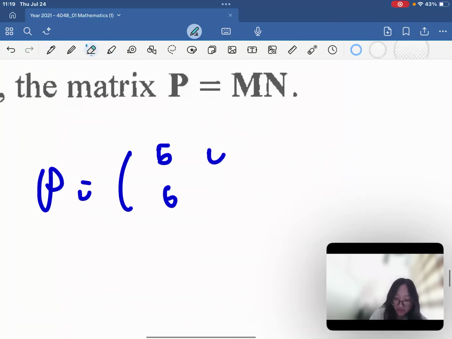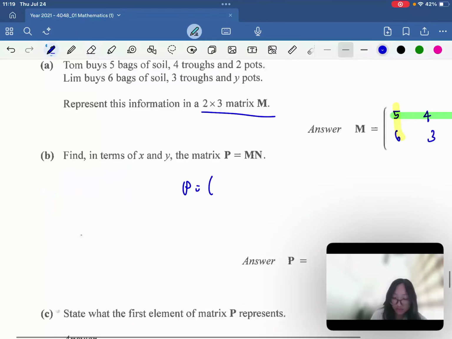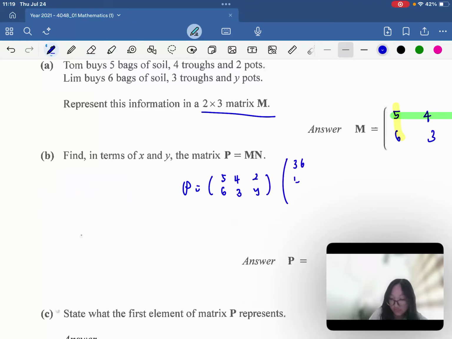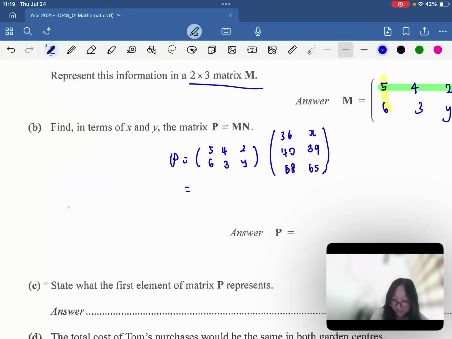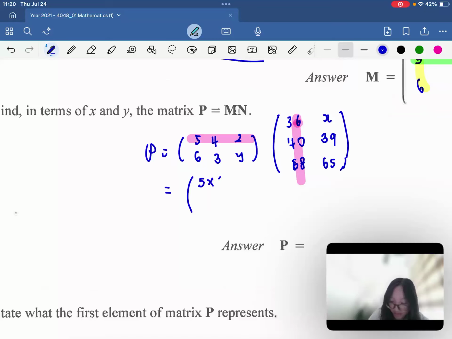Where is my 5, 6? Yeah, P equals to M times N. Okay, so this would give us, we're going to expand it now. So the first equation is going to be 5, 4, 2 times 36, 40, and 50. This would be 5 times 36 plus 4 times 40 plus 2.